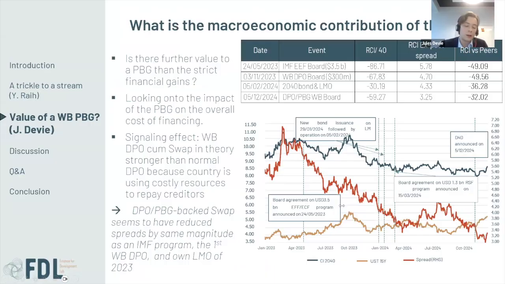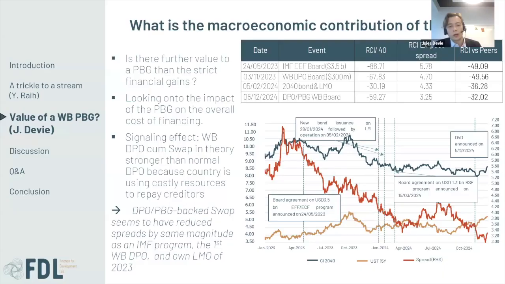So here we talked about financial gains, strictly financial gains. Then we looked at the PBG. I think one important contribution of the paper as well is to look at the broader gain, in a sense, the spillover effect of such a deal, what we call the macroeconomic contribution.